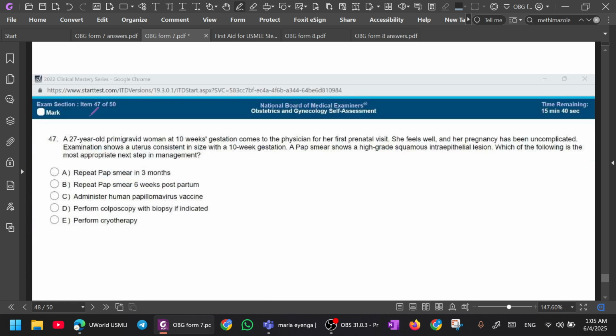A 27-year-old primigravid woman at 10 weeks of gestation comes to the physician for the first prenatal visit. She feels well. Her pregnancy has been uncomplicated. Examination shows a uterus consistent in size with 10 weeks of gestation. A Pap smear shows high-grade squamous intraepithelial lesion. Which of the following is the most appropriate next step in management?